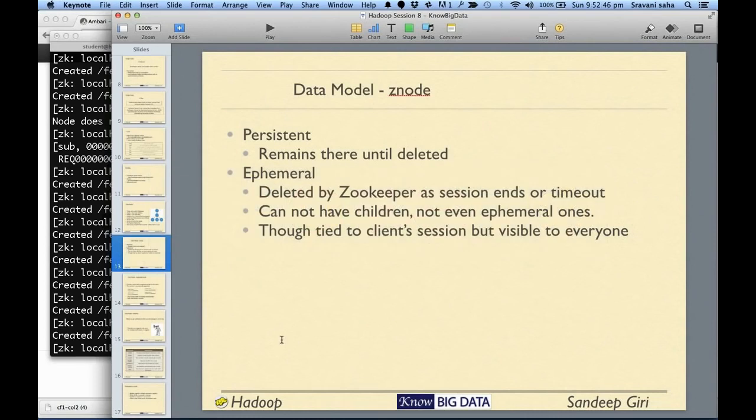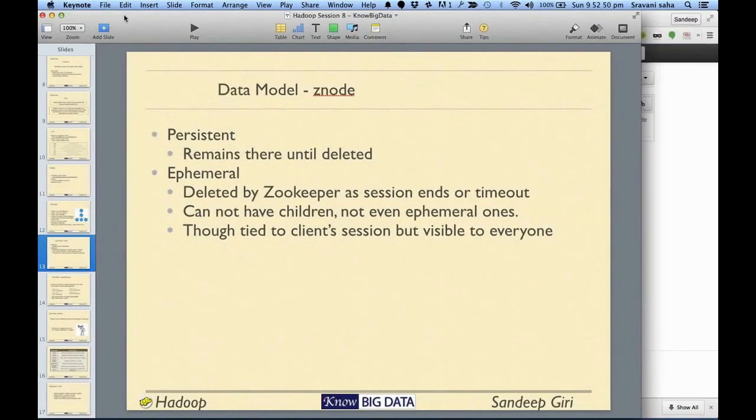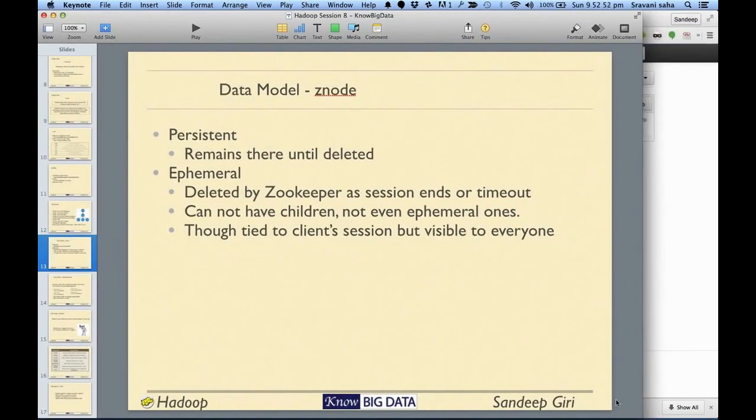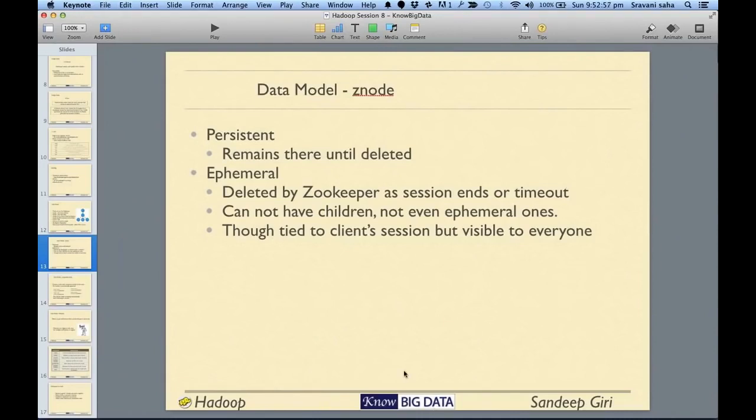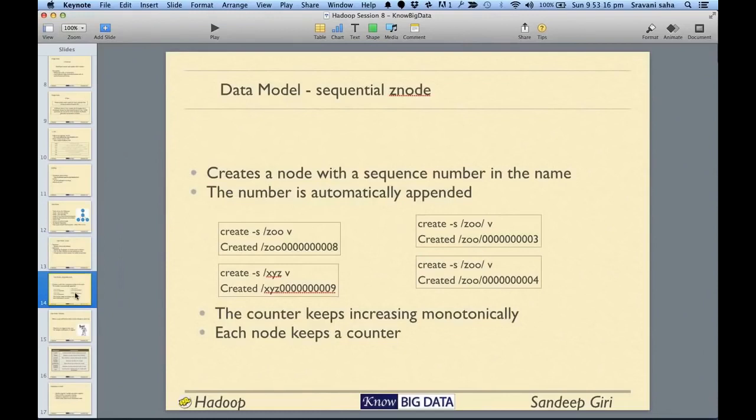So basically, the sequential node is a node that is created by only providing the prefix. Suffix is provided by Zookeeper, and suffix is the current running count of sequential nodes under the particular node. Okay, so did it make sense? The sequential node part.